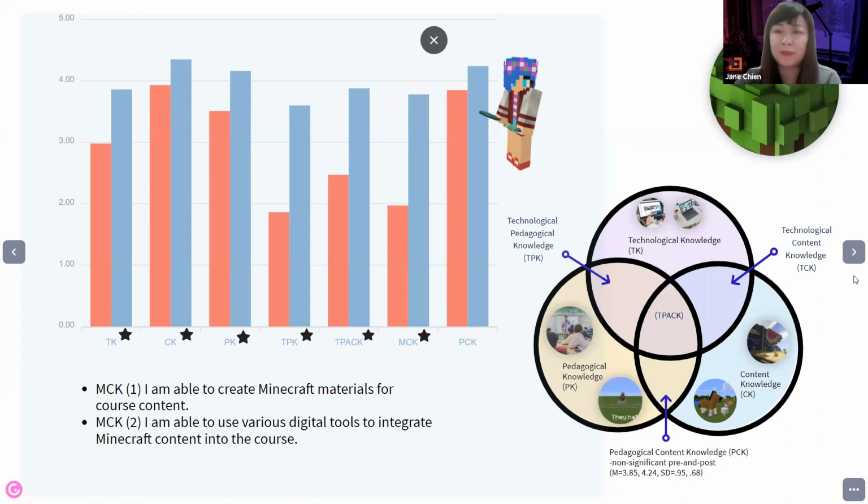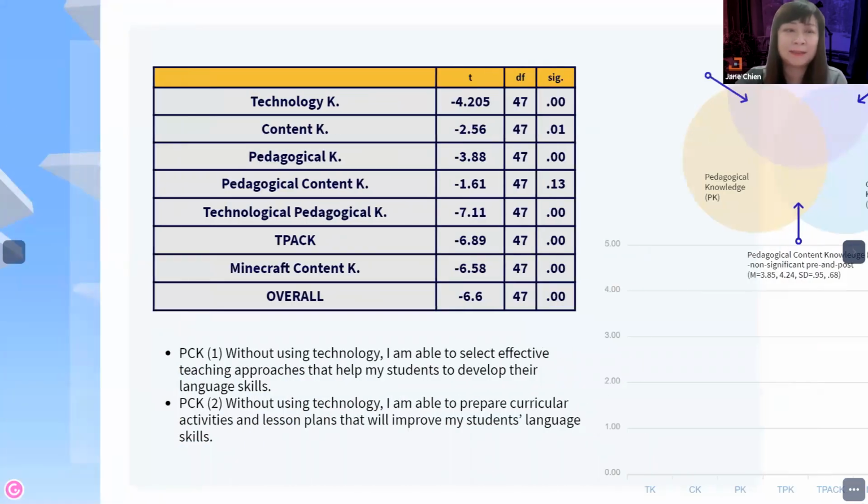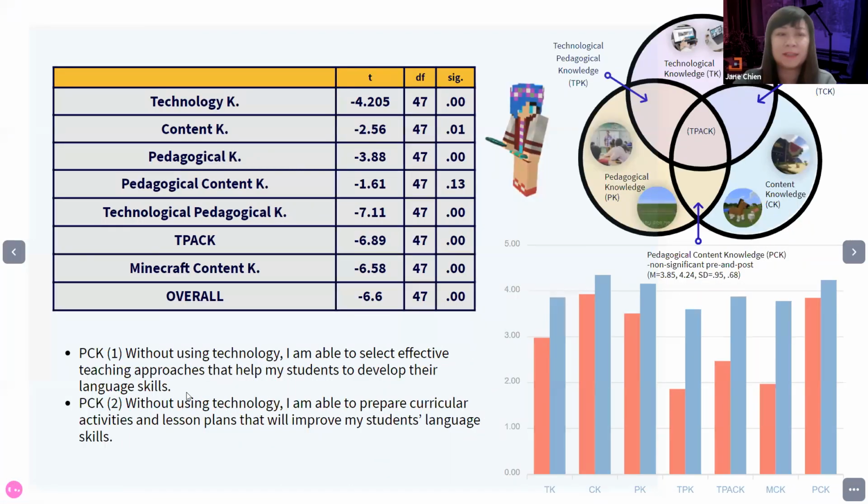We wondered why, and we went back and took a look at the items on PCK, pedagogical content knowledge. You can see the items here. Without using technology, I am able to select effective teaching approaches that help my students develop their language skills. And the second item: without using technology, I am able to prepare curricular activities and lesson plans that will improve my students' language. So without technology, these two parts are something they are already very familiar and confident about as English teachers. That's why there was no significant difference pre and post.